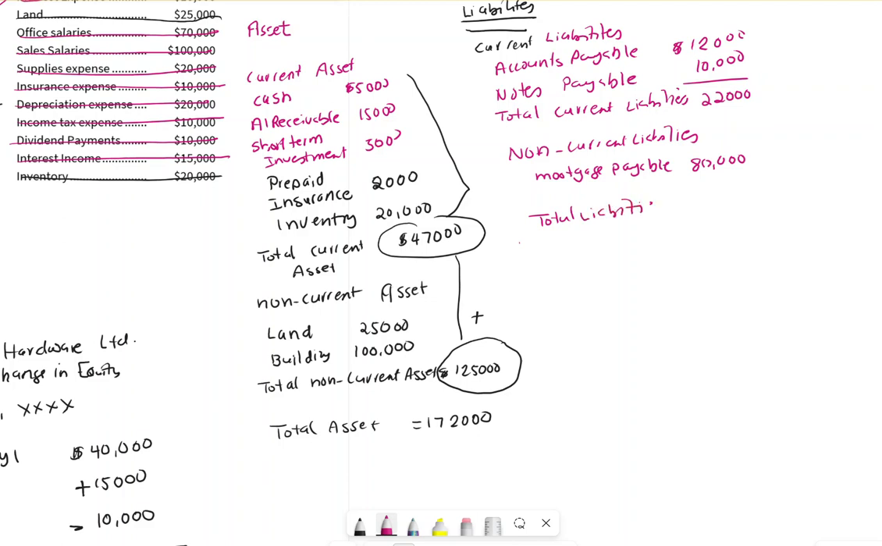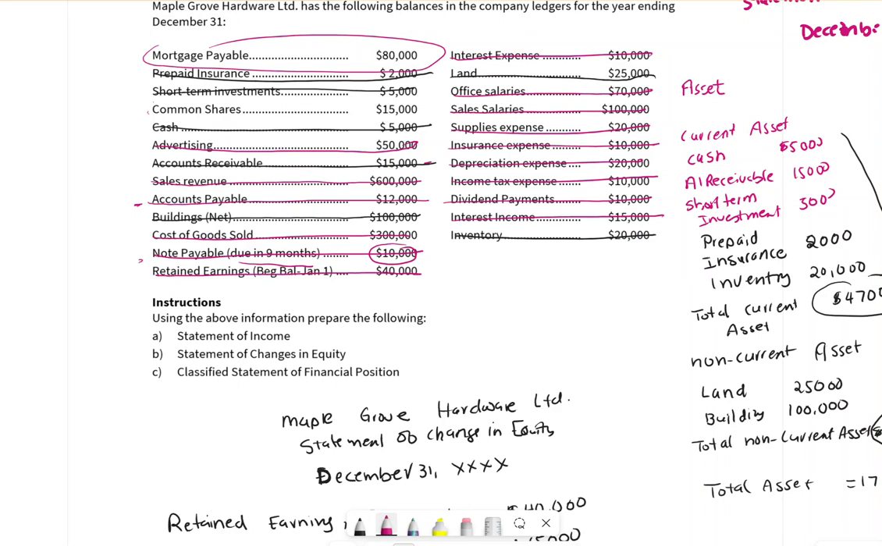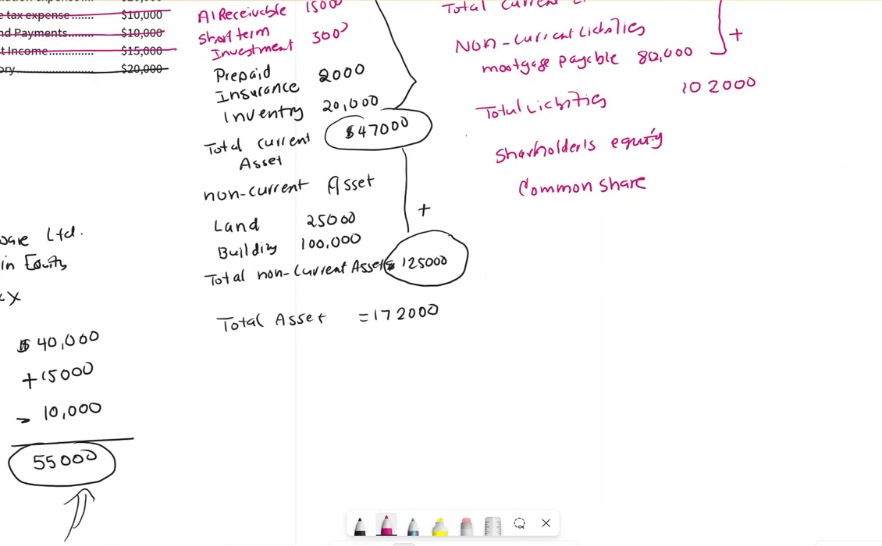So what are my total liabilities? I have a current and I have a non-current, and if I add both numbers, my total liability will be 102,000. Under the shareholders equity, we have a couple of things that will go here. We first start with common shares, which is given. That's the only account we did not cross out, and our common shares are 15,000.